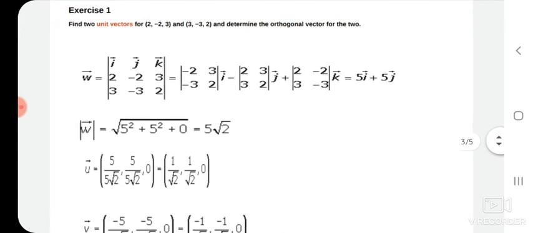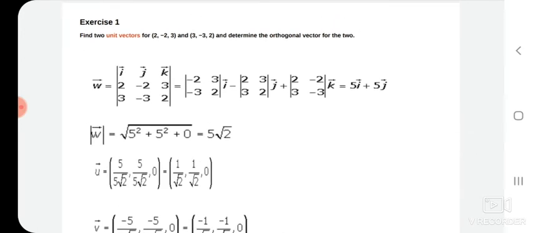First numerical: find the unit vectors for (2, minus 2, 3) and (3, minus 3, 2) and determine the orthogonal vector for the two. Vector A is 2i-cap minus 2j-cap plus 3k-cap, and vector B is 3i-cap minus 3j-cap plus 2k-cap. We have to find out its cross product. The resultant A cross B will be W or anything.